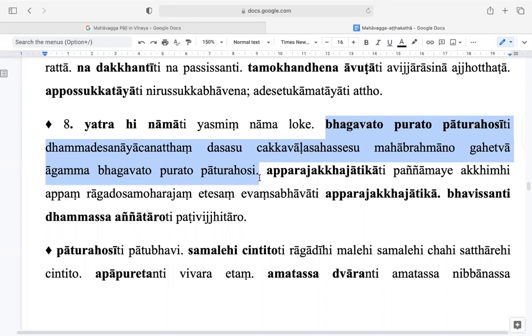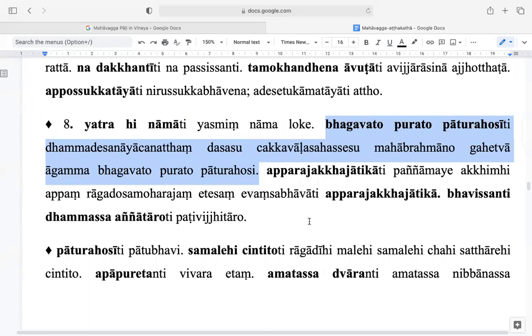Okay, only one more question, about the words appara chakkayatikati. Explain the panyamaye akimi appang raga dosa moha rajang etesang evang sabhavati. I find it very difficult to translate the word etesang evang sabhava. Is sabhava state or condition?